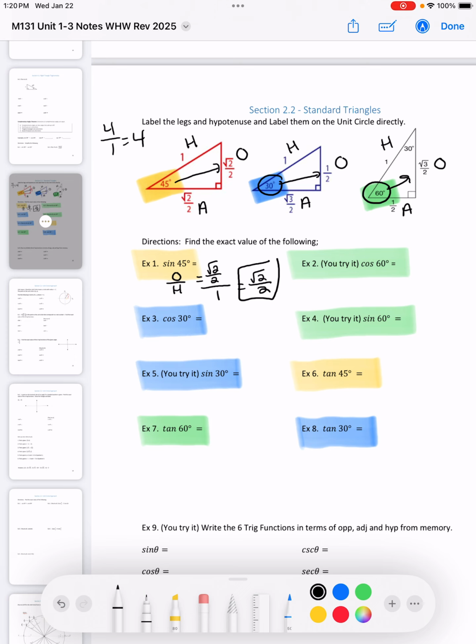I'm going to leave the you-try-its for just a second. I'm going to do the other ones, and then I'm going to let you guys do those you-try-its in just a second. So I'm going to go down to example 3.